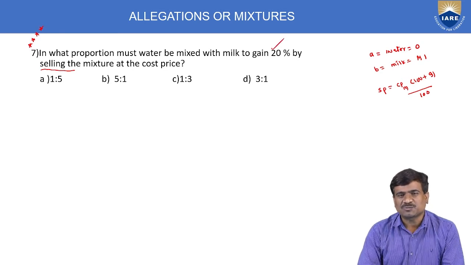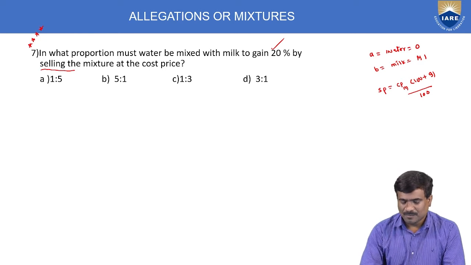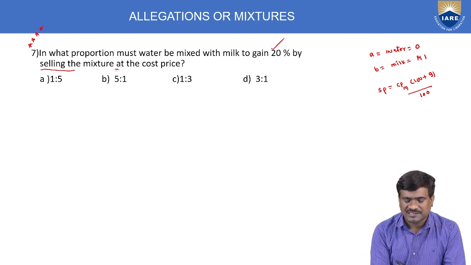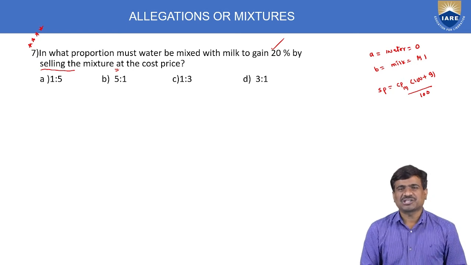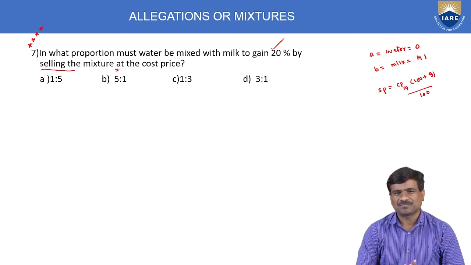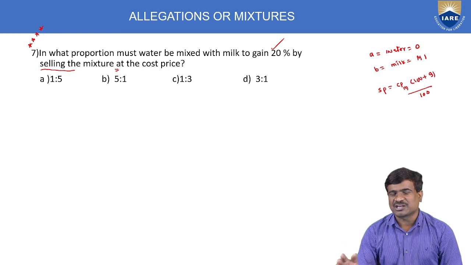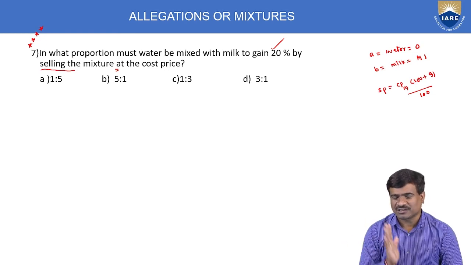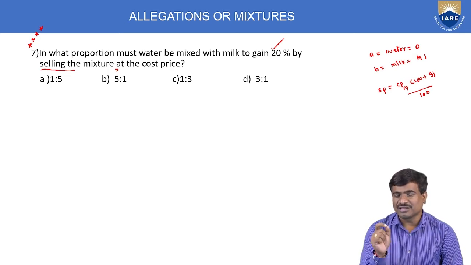Here, calculate the cost price of the mixture by selling the mixture at the cost price. Selling price of mixture is equal to cost price. We have two cost prices: one is water, one is milk. If selling price of mixture is equal to cost price of water, 0, that means no profit and no loss. Here 20% gain is clearly given, so the water price is not possible. Then only the milk price is possible.